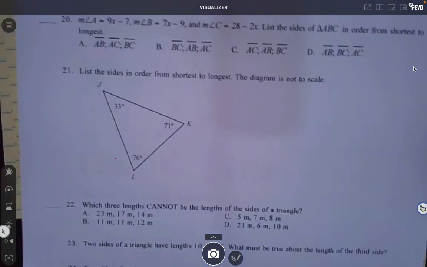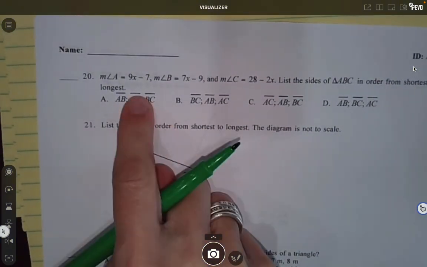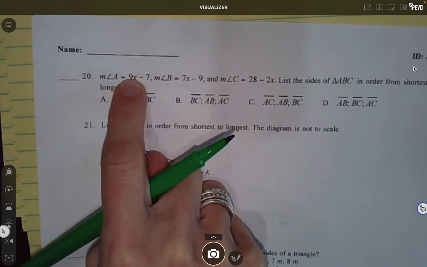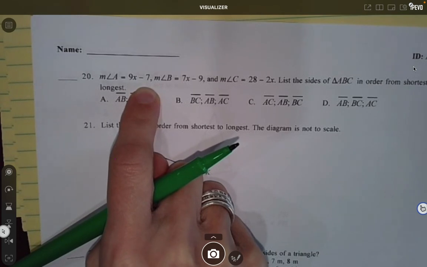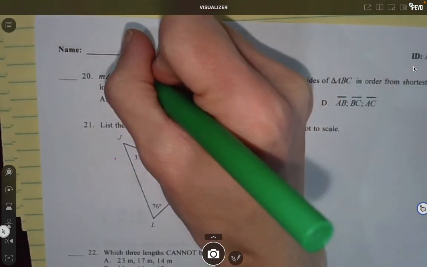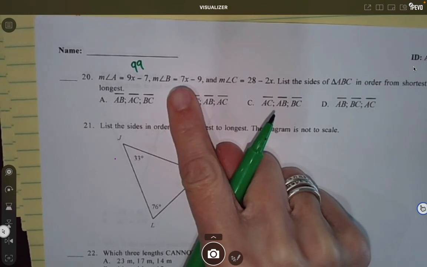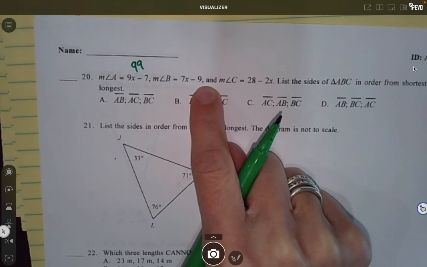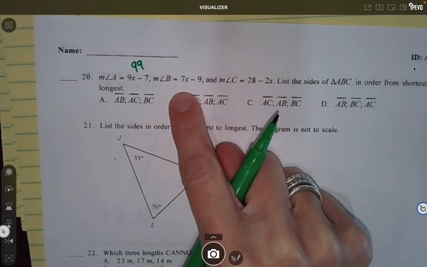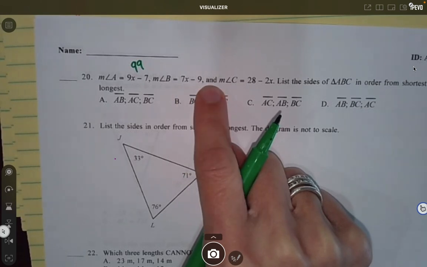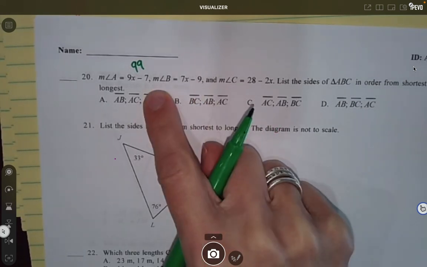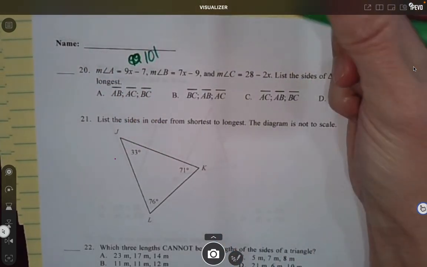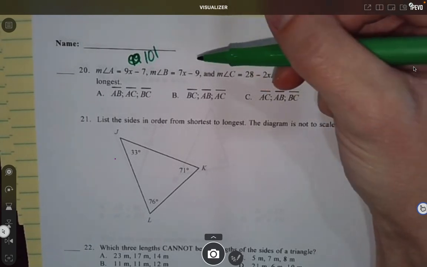So, y'all, when I say x is 12, what am I going to do with all these x's? What is 9 times 12 minus 7? 99? Okay, I'm trusting you. 99. What is 7 times 12 minus 9? The first one's 101. I told you I'm trusting you. What is 7 times 12 minus 9?